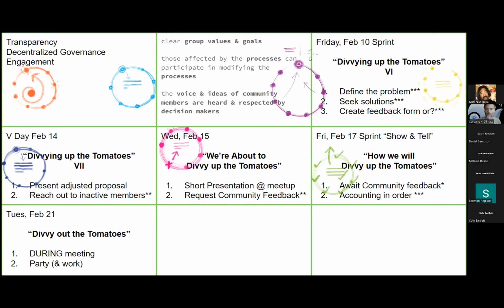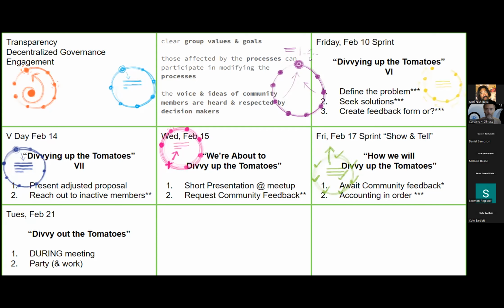This is what I need help with. Valentine's Day, present the adjusted after feedback and reach out to inactive members, because there's quite a few people from this time period that are not around right now. And then I don't know, Newman, about how much time you're taking up on Wednesday. Would really love to have a quick little presentation to keep the community on board and aware of what we are doing so that it becomes very transparent.